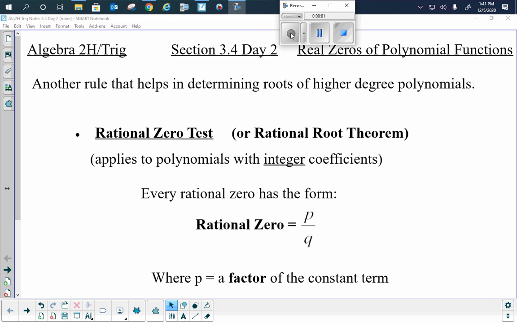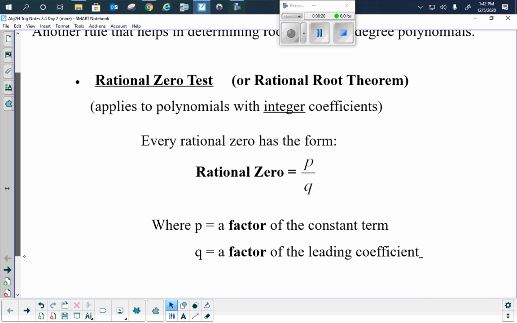So continuing in section 3.4, we're looking at real zeros of polynomial functions. So this is the name of the function. It's another rule that helps in determining roots of higher degree polynomials. You and I have already done this, but now just to give a name to it. The rational zero test, or the rational root theorem, applies to polynomials with integer coefficients only. So make sure you notice that.